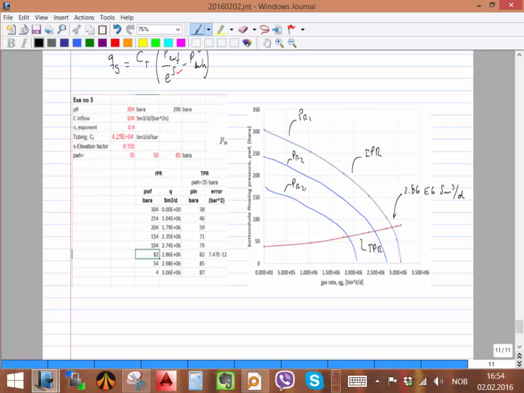And in this case, we were lucky enough that the C and N remain constant along the life. But in general terms, you have to verify that all the time. It might change, especially for oil and gas wells, it changes, and you cannot use the same expression.